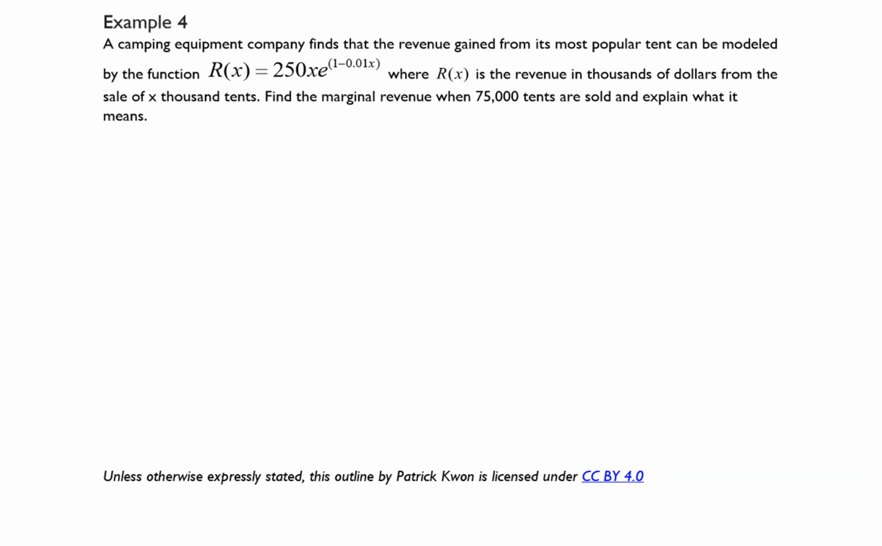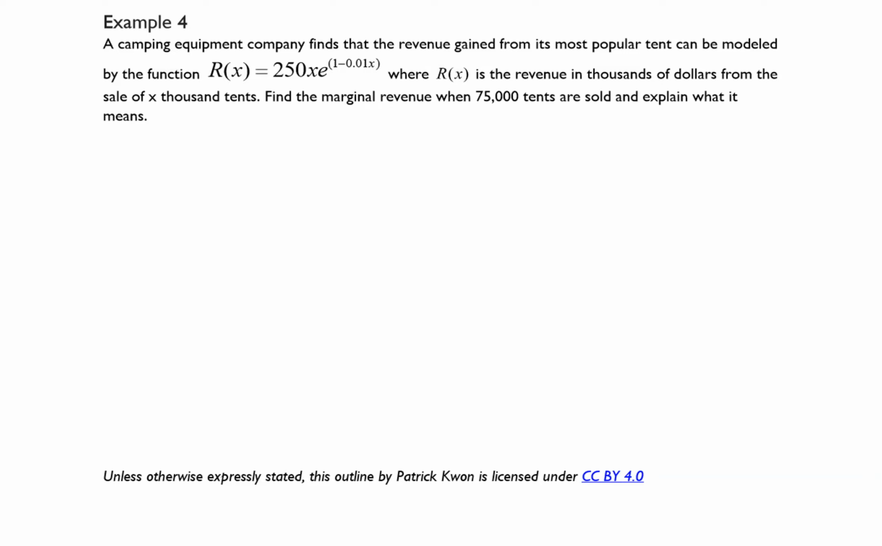Example 4 says, a camping equipment company finds that the revenue gained from its most popular tent can be modeled by the function r of x equals 250x times e to the power of 1 minus 0.01x, where r of x is the revenue in thousands of dollars from the sale of x thousand tents. Find the marginal revenue when 75,000 tents are sold and explain what it means.